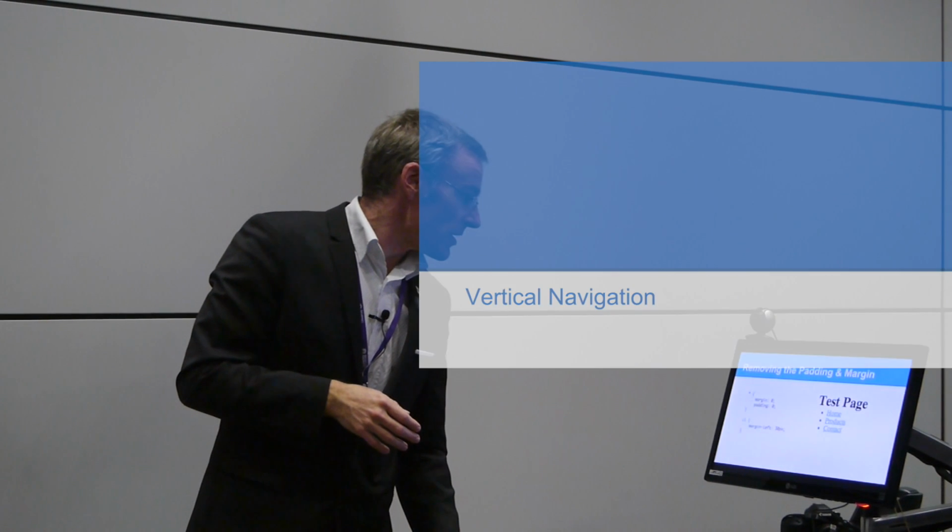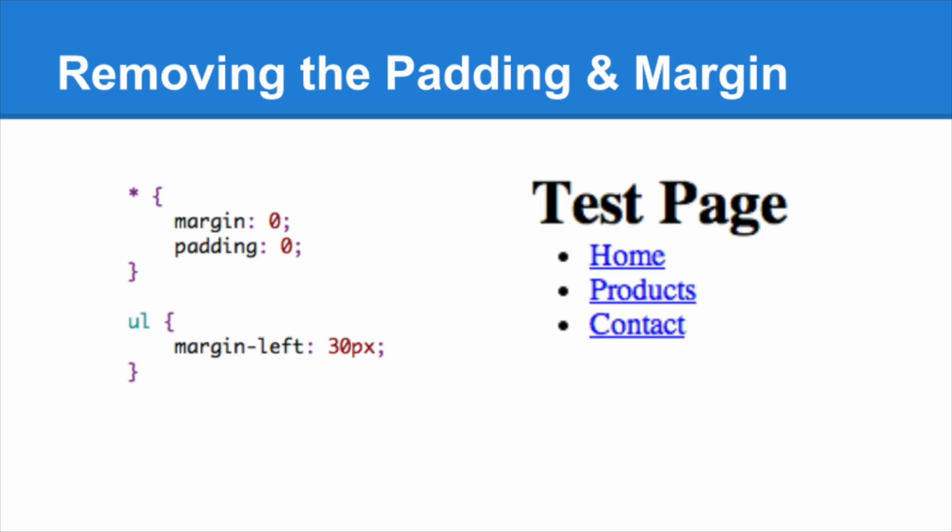Vertical navigation is even easier. I'm going to take this one from the start, okay? I'm going to start with my bulleted list, and I'm going to show you step by step for this one because I think it's important. If I said margin and padding 0 for everything, my bullets slide off the side of the screen. You can't see them. So I've just put margin-left 30 pixels just so you can see the bullets are there.